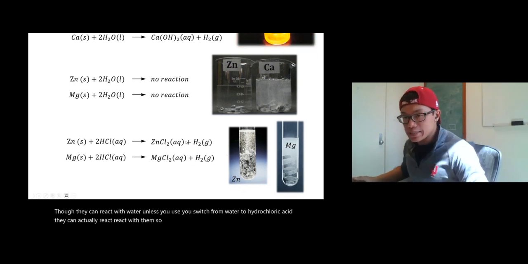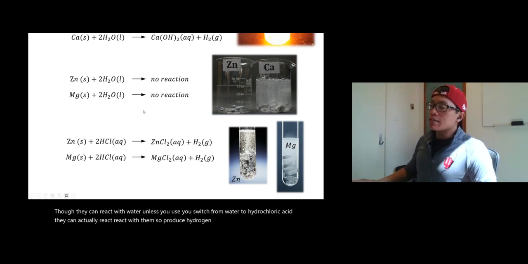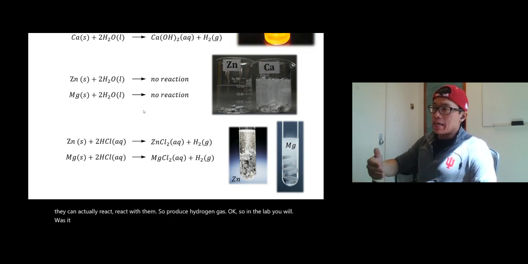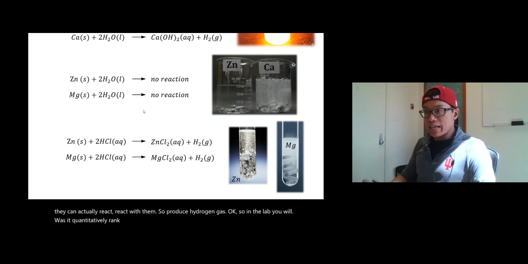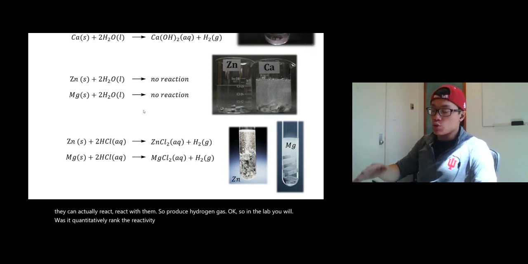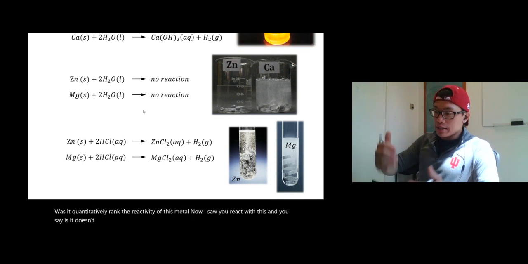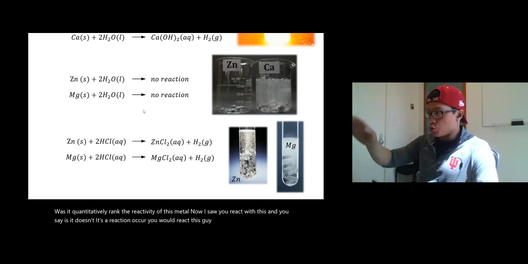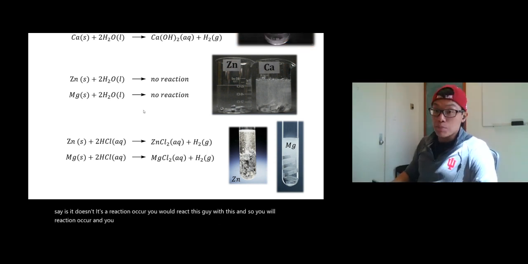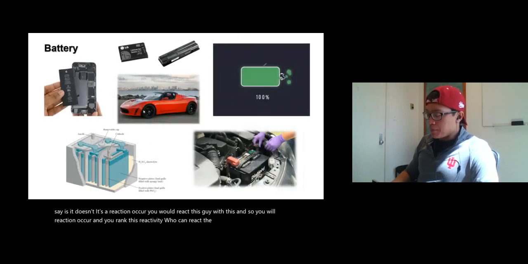They produce hydrogen gas. Okay, so in the lab you will quantitatively rank the reactivity of these metals. All right, so you react this with this, and you ask, does a reaction occur? You react this one with this, and see if a reaction occurs, and then you rank the reactivity, who can react the most. Okay, all right.